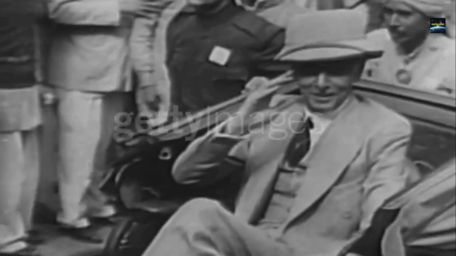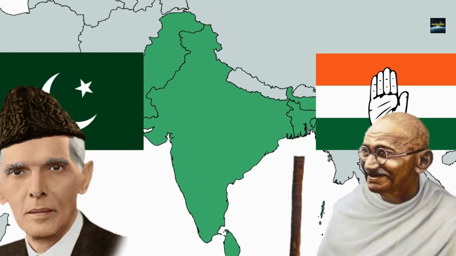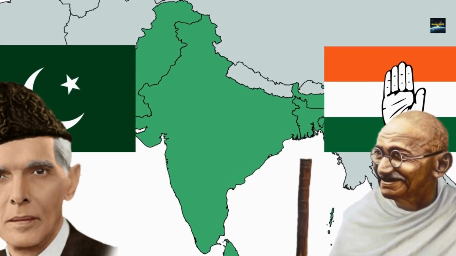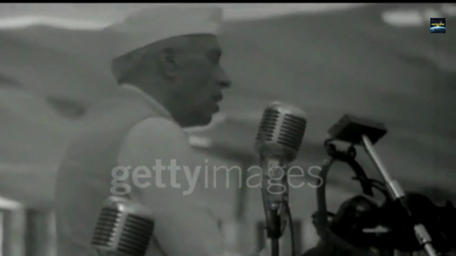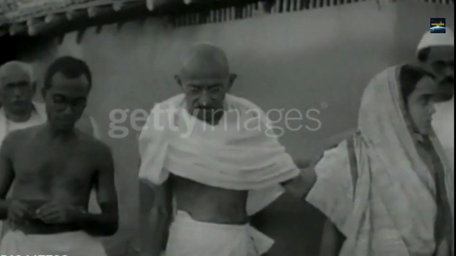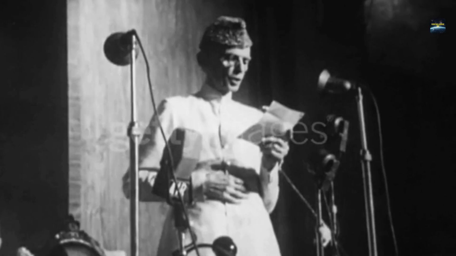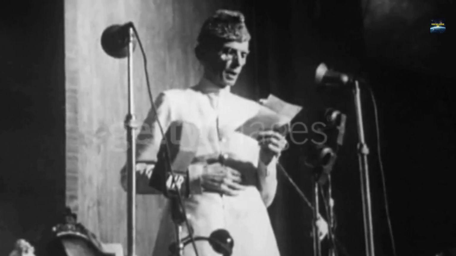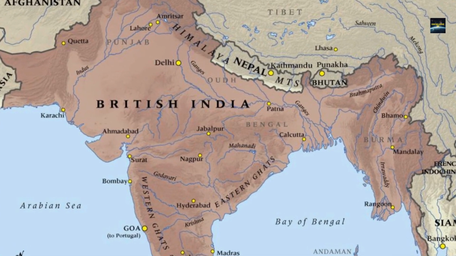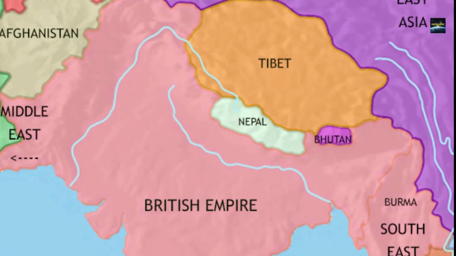In this video we will learn the entire history that led to the independence of the Indian subcontinent in 1947, so let's start. By 1927, there were two major political parties in India, the Congress, led by Jawaharlal Nehru and Mahatma Gandhi, and the Muslim League, led by Muhammad Ali Jinnah. India was a British colony and was ruled by the British government in London.